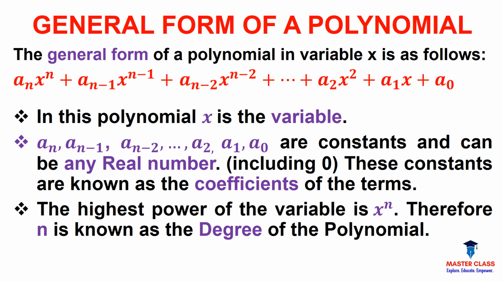In this polynomial, x is a variable. We could also have used any other variable such as y or z. a n, a n minus 1, a n minus 2, and so on up to a2, a1 and a0 are constants and can be any real number including 0. These constants are known as the coefficients of the terms. These constants could also have been negative, in which case the sign between successive terms would be negative. The highest power of the variable is x raised to n. Therefore, n is known as the degree of the polynomial.